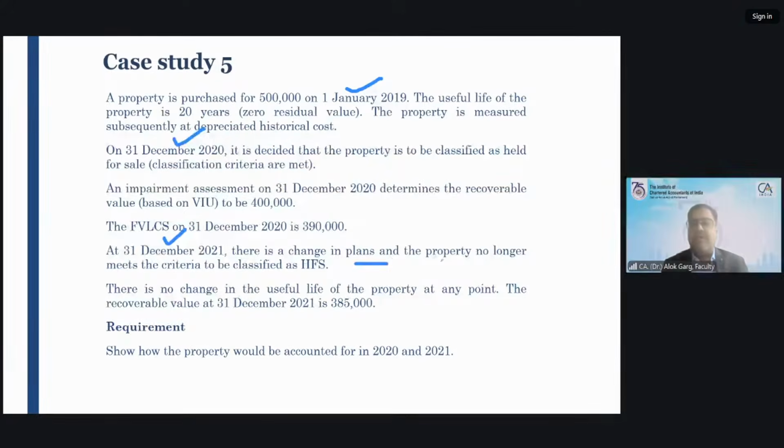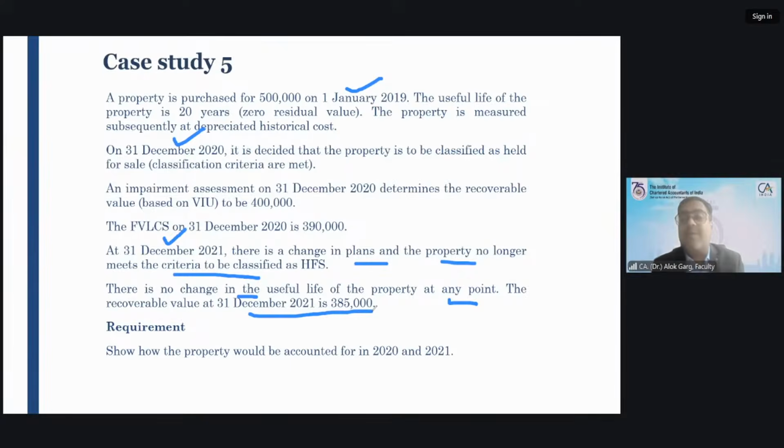There is a change in plan and the property no longer meets the criteria to be classified as held for sale. There is no change in the useful life of the property at any point of time. It means the initial life was 20 years, so accordingly, the life was decreasing. The recoverable value on the date of change of plan is given, which is 3,85,000. So my dear friends, the recoverable value is given.